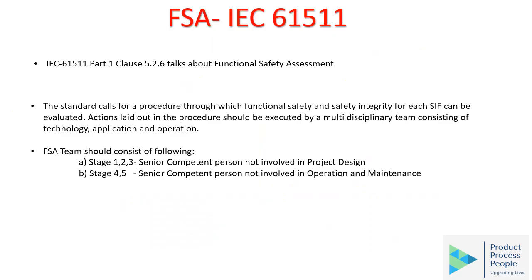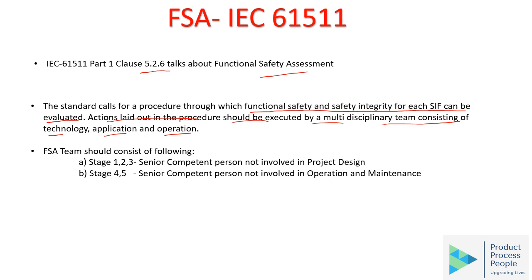Before going into the different stages, let's look at what IEC 61511 says about the functional safety assessment. In IEC 61511 part 1, clause 5.2.6 talks about the functional safety assessment. It calls for a procedure through which functional safety and safety integrity for each SIS can be evaluated. Actions laid out in this procedure should be executed by a multidisciplinary team who are knowledgeable about the technology, application, and operation of that particular SIS.